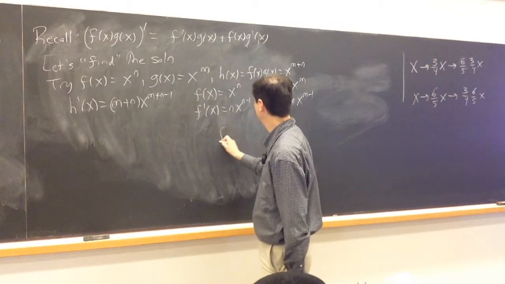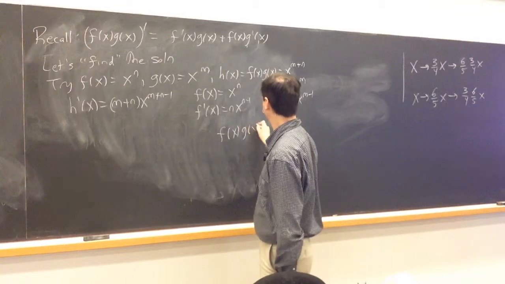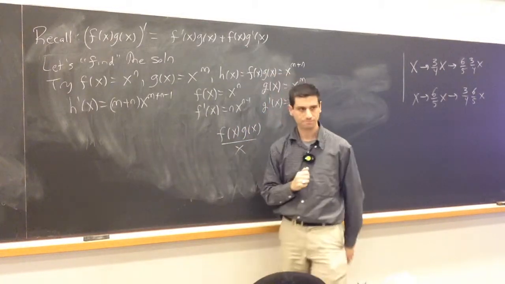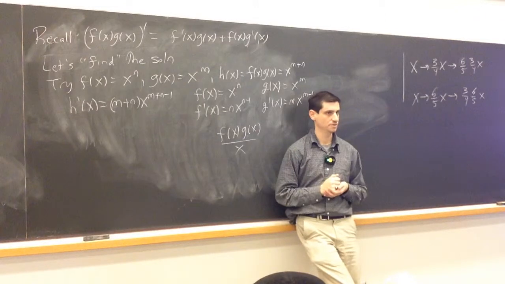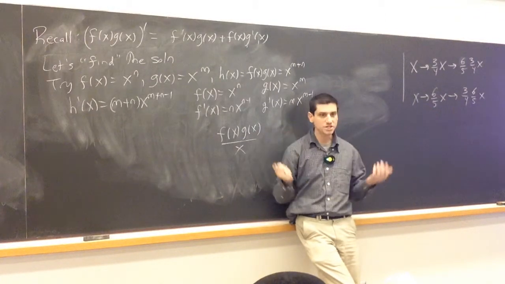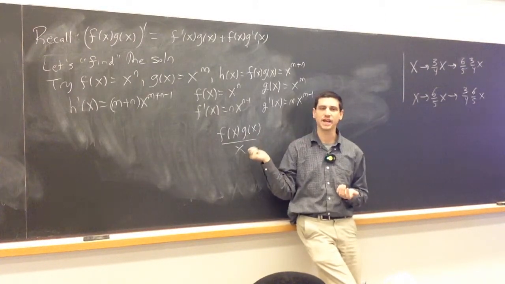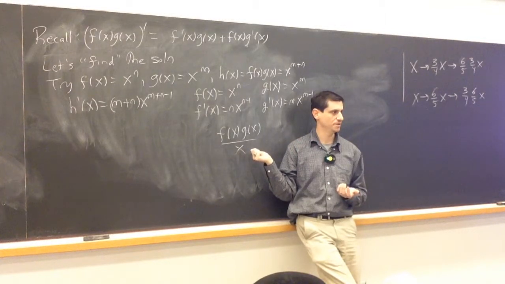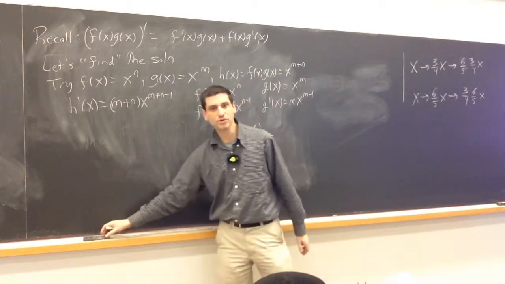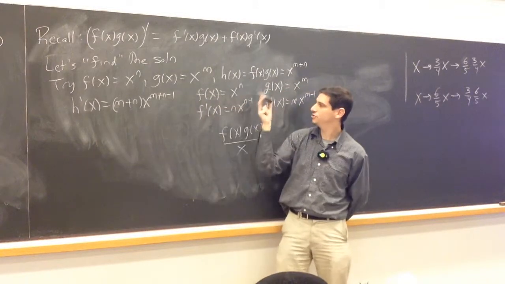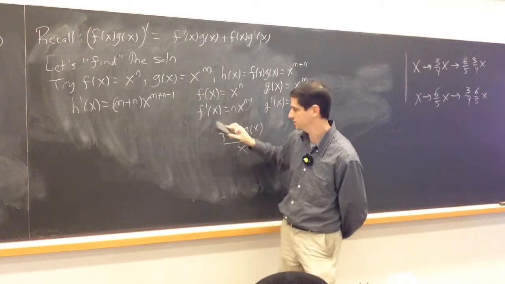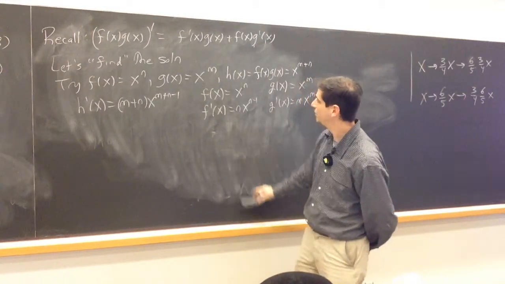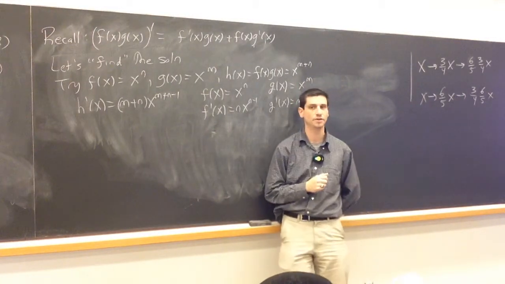So I could do f of x times g of x over x. Would that give me the right power? Yes. There are lots of different things I can do, but does this feel natural? Does this feel right? This seems very strange. It feels like my answer should somehow involve f, g, f prime, g prime. I shouldn't maybe be using special things like dividing by x. Any thoughts as to how I could get an x to the m plus n minus 1?